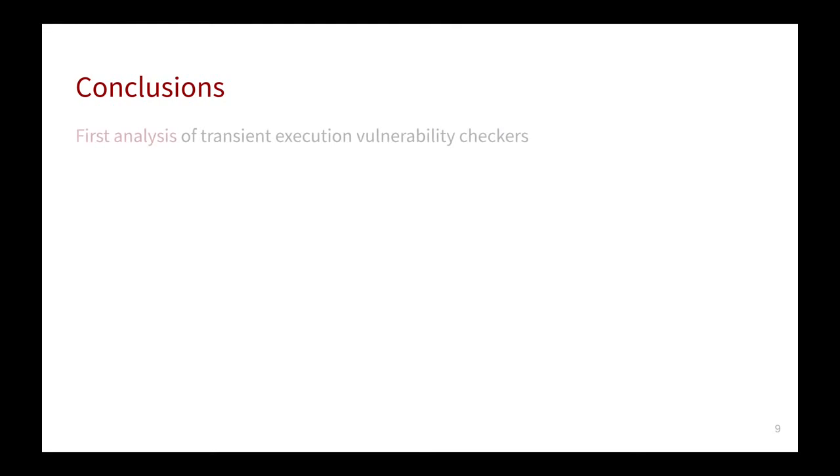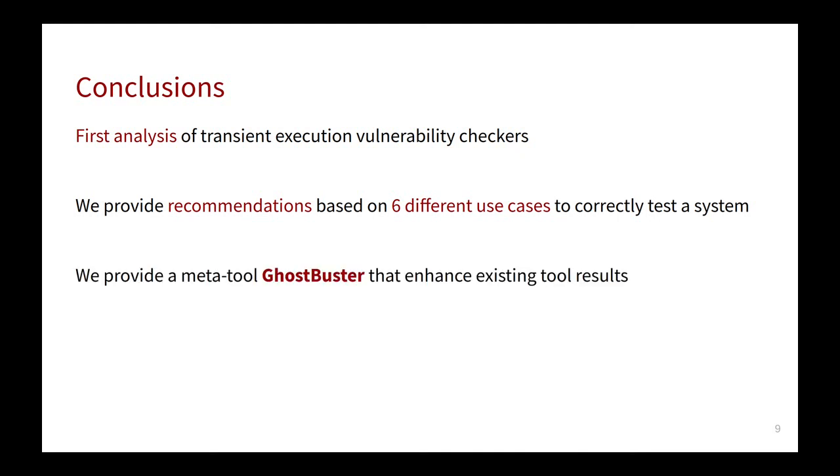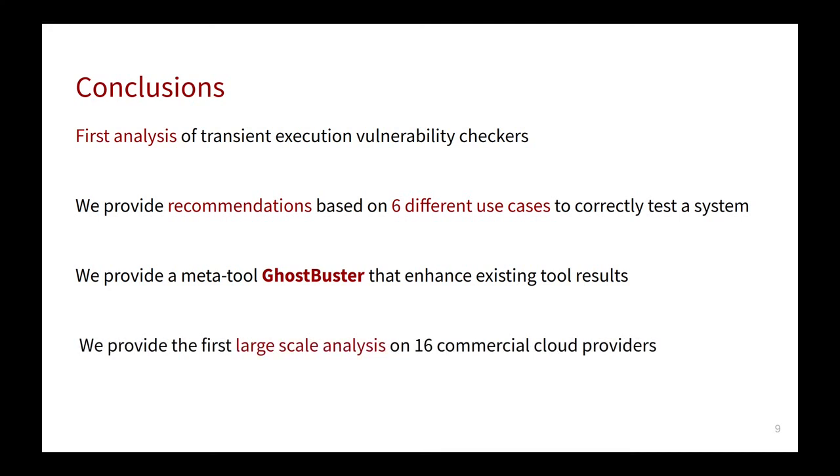To conclude, we provide the first analysis of transient execution vulnerability checkers. We provide a recommendation on how to correctly test a system, given that none of the previous methodologies was bulletproof. We provide a new meta tool called GhostBuster that enhances the existing tools. And finally, in the paper, we also provide a large-scale analysis of the top 16 commercial cloud providers, and we verify the security of their default instances.